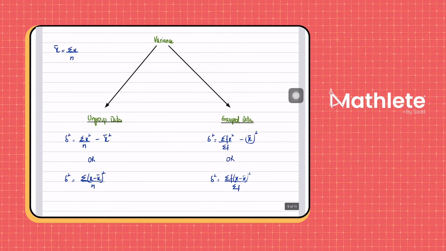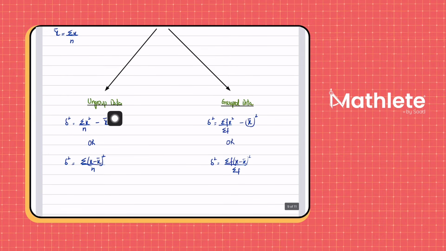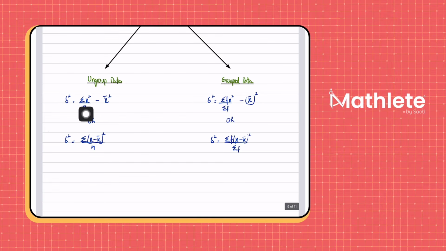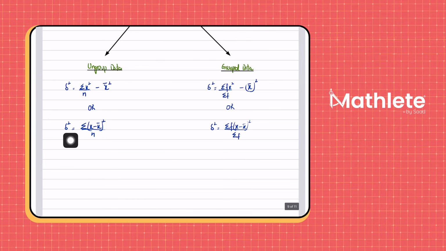Okay, now how do we calculate variance? We're talking about ungrouped data right now. We're not going to talk about grouped data just yet. For ungrouped data, this is what we do. One method is that you sum the square of all the terms, divide by the number of terms, and from that subtract the square of the mean. The other is that you first find the difference of all the values from the mean, meaning you subtract the mean from all the values, then you square them, then you divide by the number of terms.